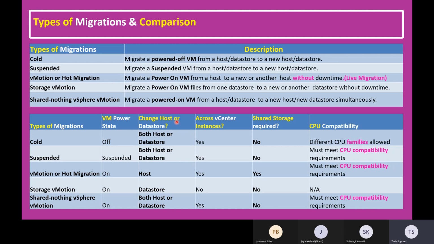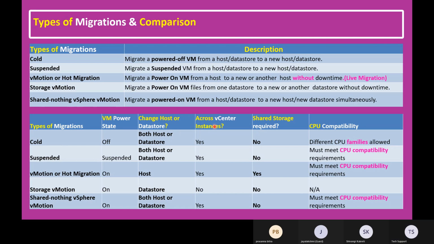And change host or data store. Suppose in a cold migration scenario, what are the changes to my VM? Both host and data store will be changed. Even in a suspended state, if you migrate, your virtual machine host and data store will both be changed. And vMotion means the only change is the host. Data store is still the same. When it comes to storage vMotion, only the data store will be changed, and the virtual machine runs on the same ESXi host. And shared nothing means again we have a facility to modify both.